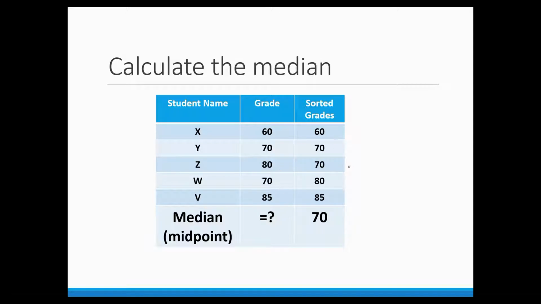So the median is the point that splits the data into upper 50% and lower 50%. So here the midpoint is 70. So in this case the median, or the midpoint, equals 70.